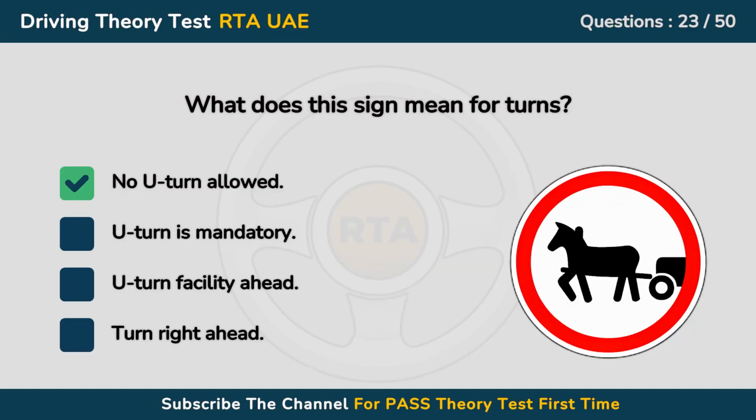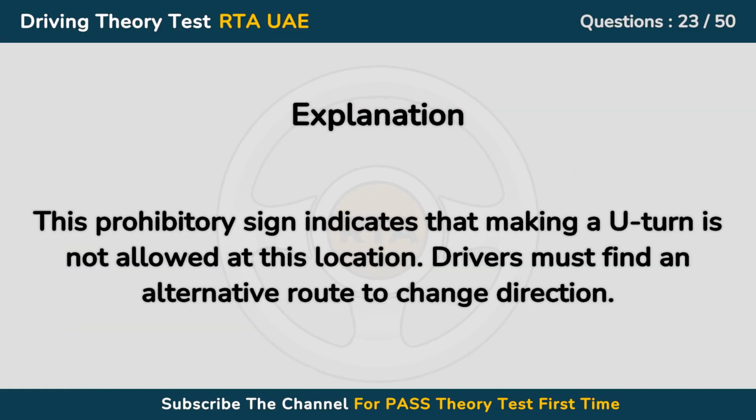Answer is A. No U-turn allowed. This prohibitory sign indicates that making a U-turn is not allowed at this location. Drivers must find an alternative route to change direction.